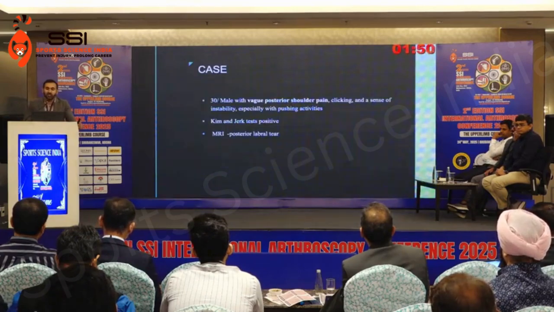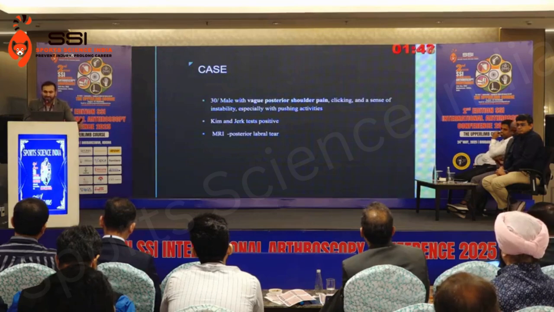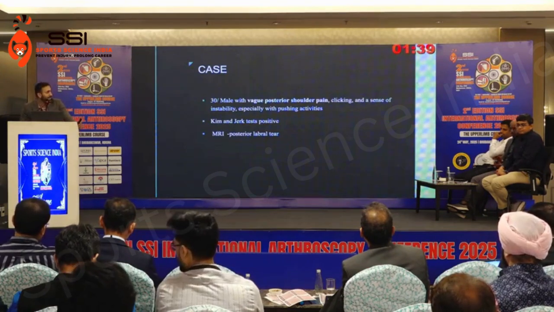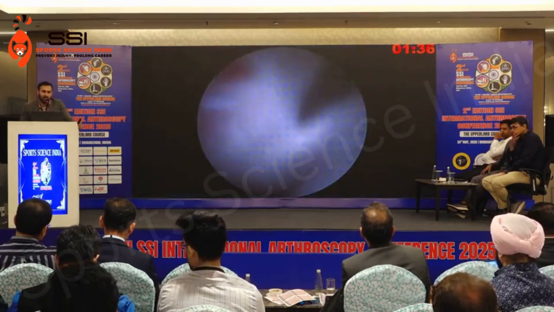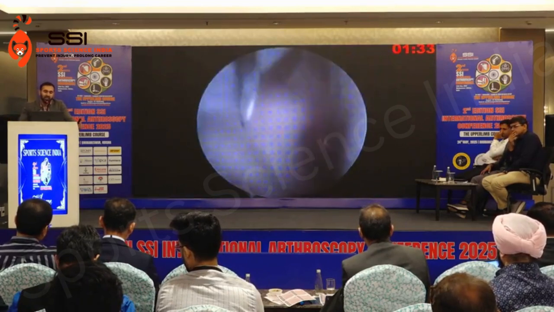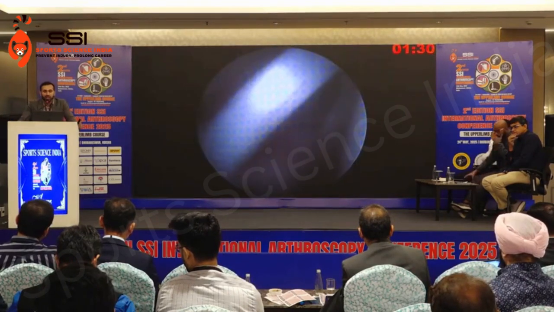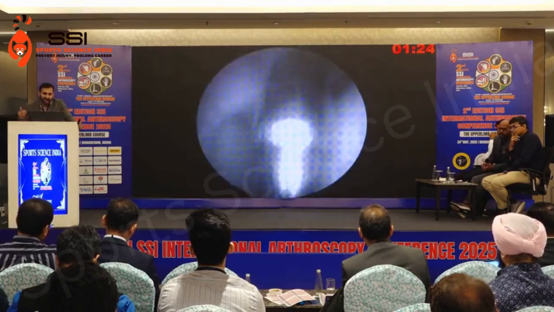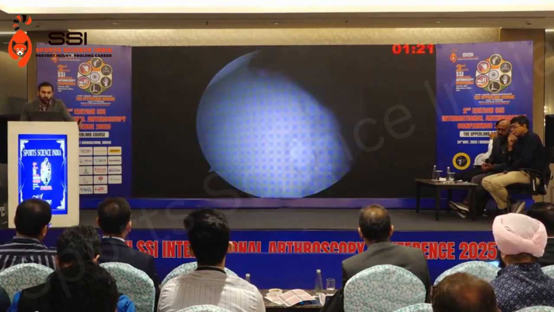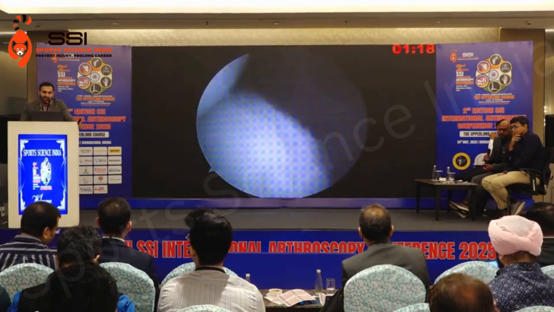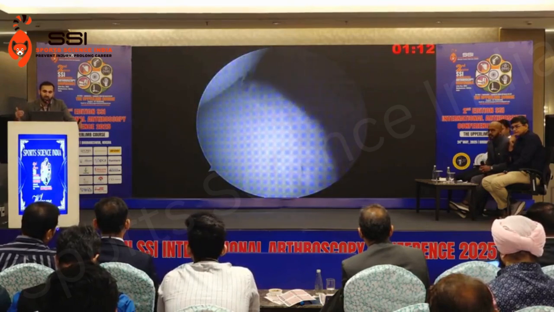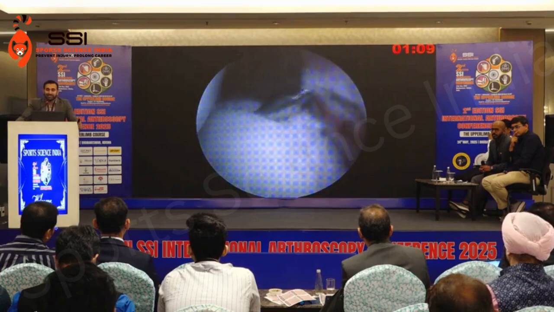Presenting a case of a 30-year-old with vague posterior pain and a clicking sensation, not happy, who doesn't have confidence in the shoulder. A Kim test and jerk test were positive. MRI showed a posterior labral tear. This is the view from the posterior portal. First we establish the anterior-inferior and anterior-superior portals. Then the diagnostic round shows a bucket-handle kind of tear. Next is shifting the scope to the anterior superior portal, classifying the tear and seeing the tear pattern.